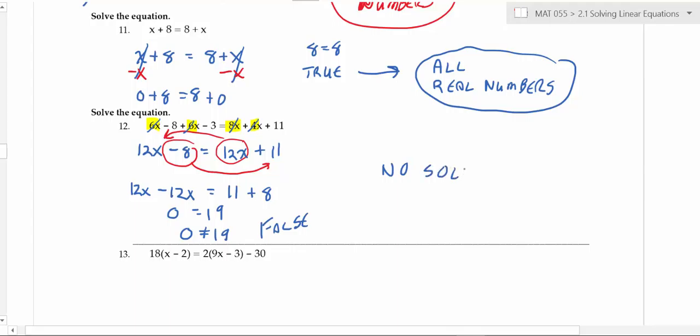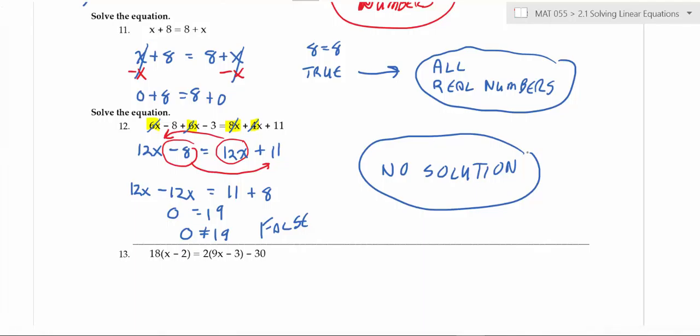Now a lot of times I see students on these problems, they'll write true or false. It's not a true or false problem. It's not a true or false question. It's does it have a solution or does it not have a solution? Okay, and if it has a solution, what are the solutions? So that's no solution. So that's one way you could do the problem.